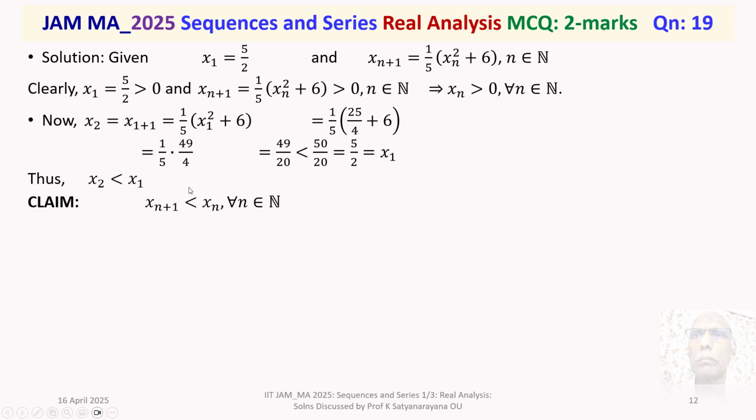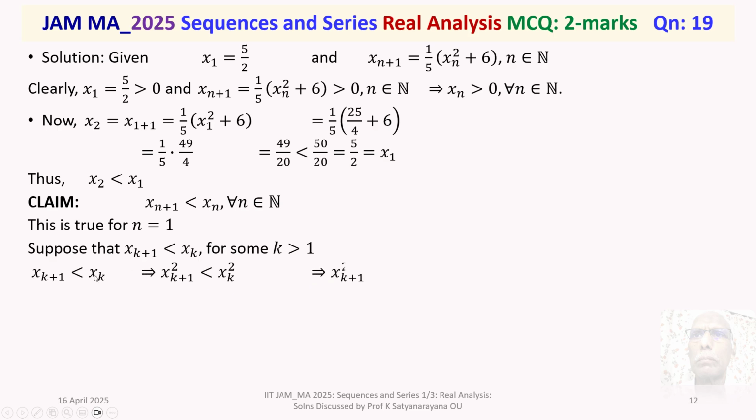Now we claim xn+1 less than xn for all n belongs to N. By seeing this pattern, we claim this one. We use the principle of mathematical induction to establish this claim. This is true for n is equal to 1. If you take n is equal to 1, x2 less than x1, that is true. Suppose that xk+1 less than xk for some k greater than 1.